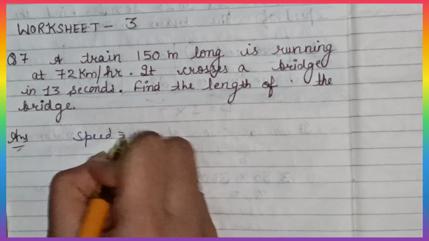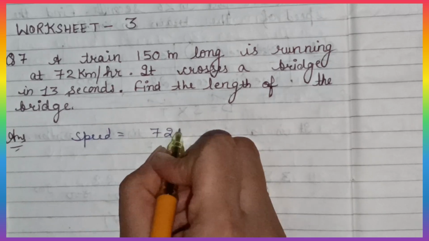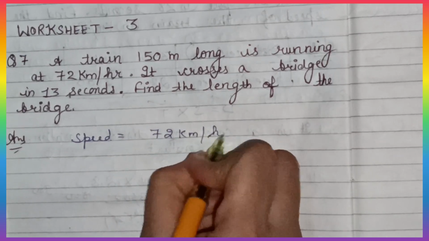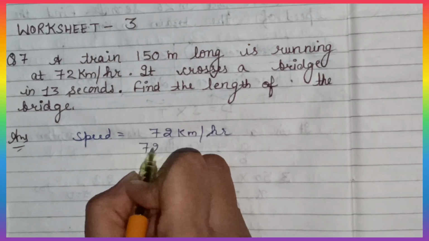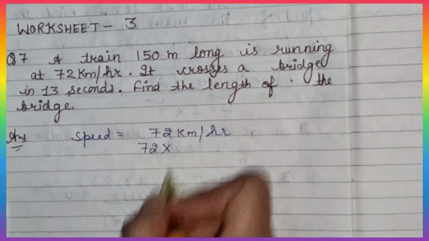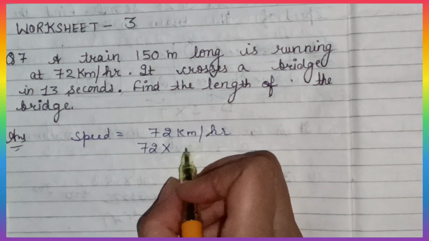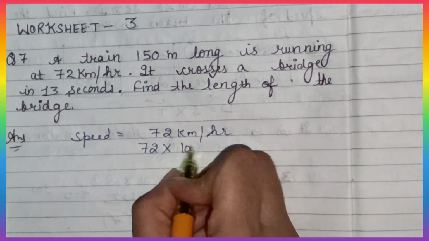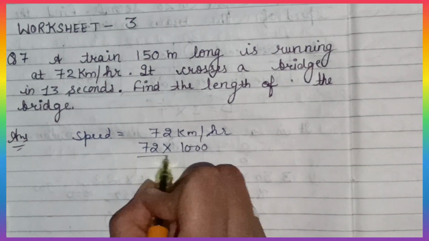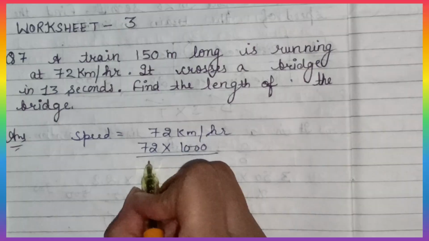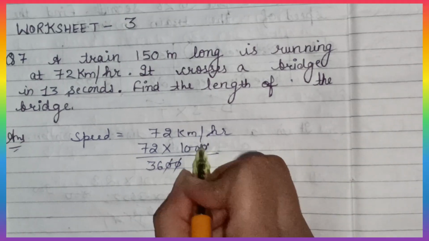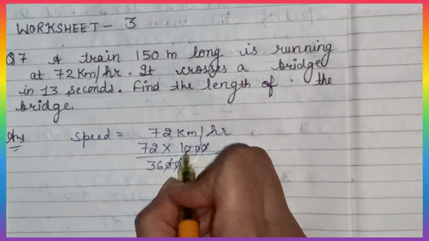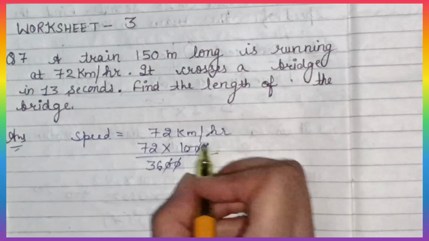Speed is equal to 72 km per hour, and we know that 1 kilometer is equal to 1000 meter, so 72 multiplied by 1000, upon 1 hour, which is equal to 3600 second. The double zero cancels this double zero. At the ones place here is 0 and here is 6, both are divisible by 2.